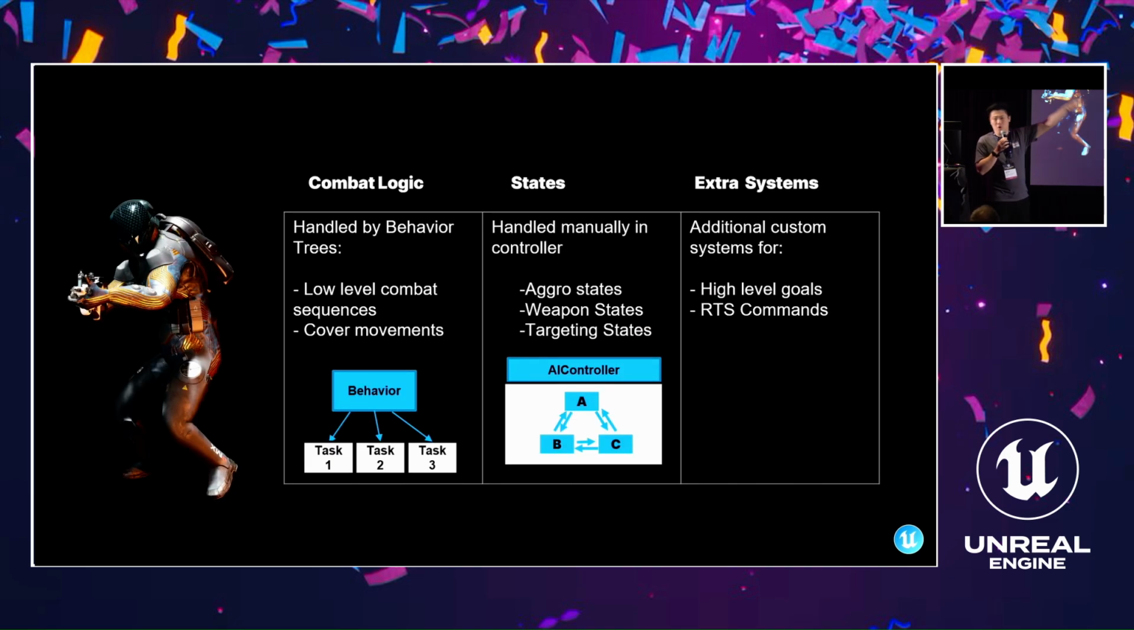So to squeeze all that bunch of logic that I said just now into the behavior tree, we ended up doing this, right? The combat logic is handled in trees, where we do low-level combat sequences. I'm getting shot at, I'm taking cover movements, I'm reloading, I'm shooting. So these are all low-level combat logics we put in the behavior tree.